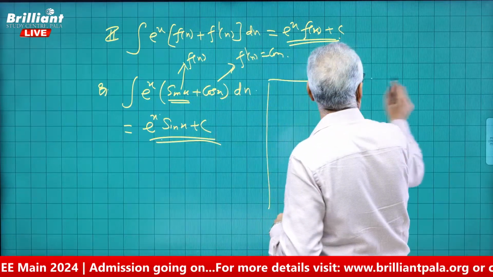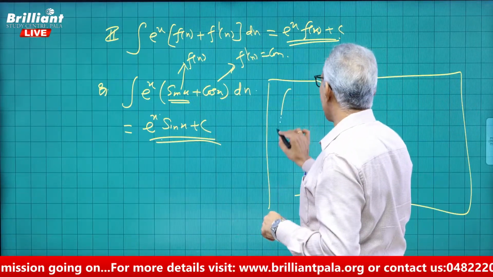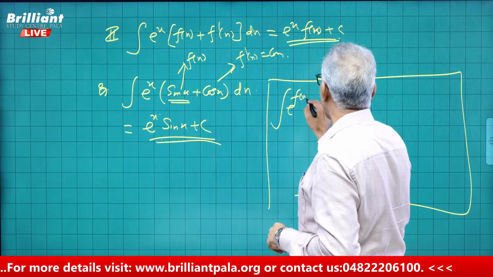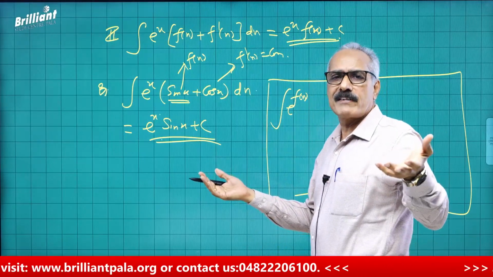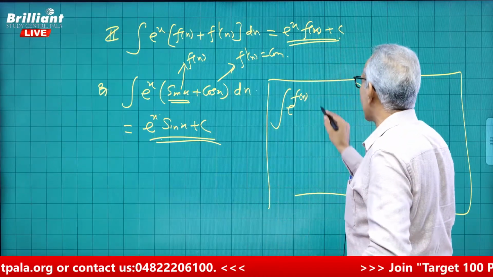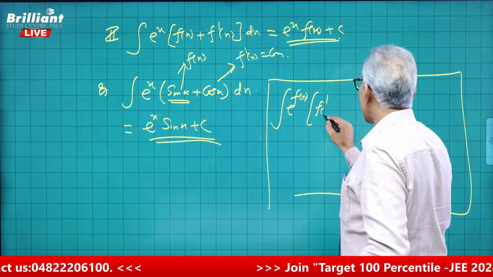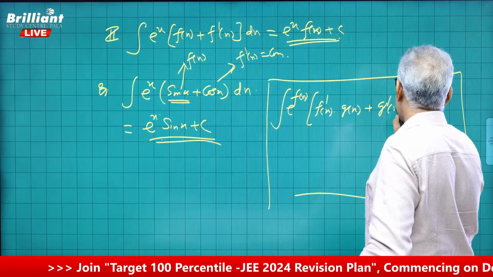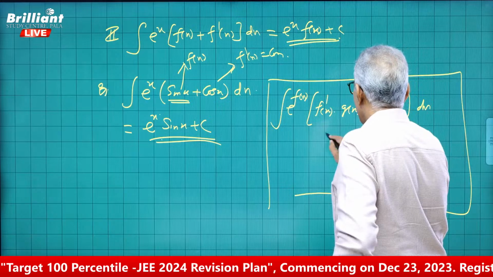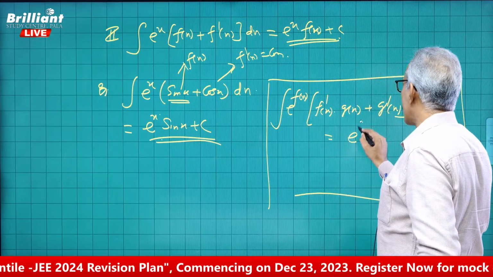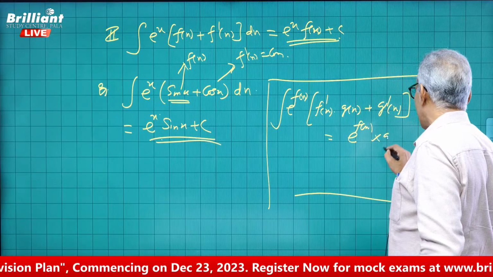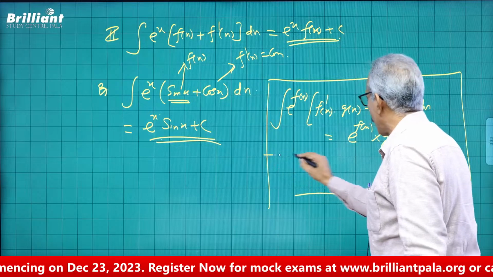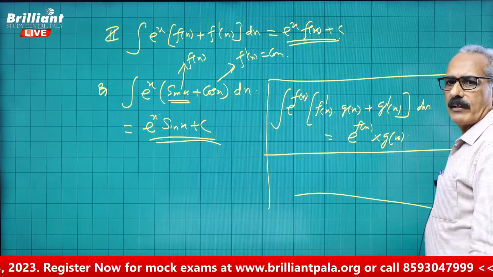Now, I give a secret. Always remember this also along with it. Suppose the integral of e raised to f of x, not x, don't expect every time x. So, e raised to f of x into f dash x into g of x plus g dash x. Right, shut your eyes and write e raised to f of x into g of x. This is a tip I wanted to give you today.